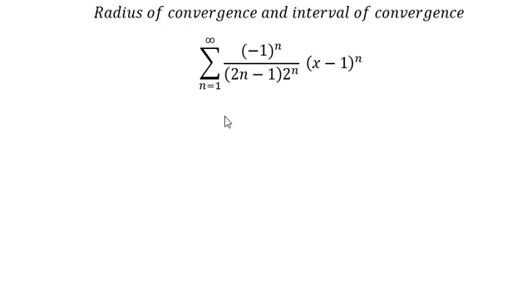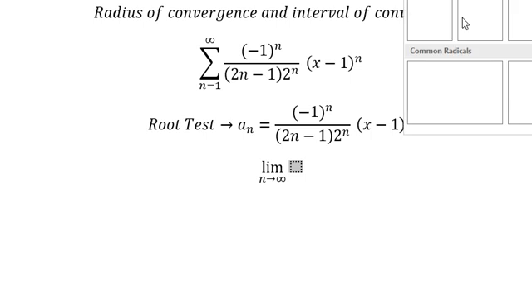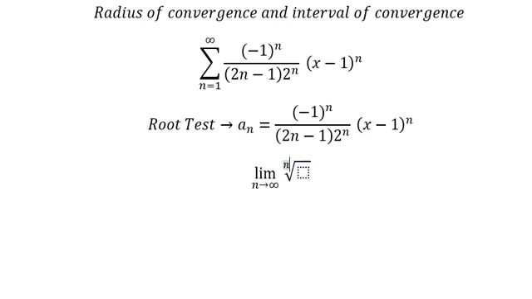Hello everybody. So today I want to show you how to find the radius of convergence and interval of convergence. The first thing we can use is the root test. So I will put a_n as this one. We can apply the formula here: the limit as n approaches positive infinity of the nth root of the absolute value of a_n.